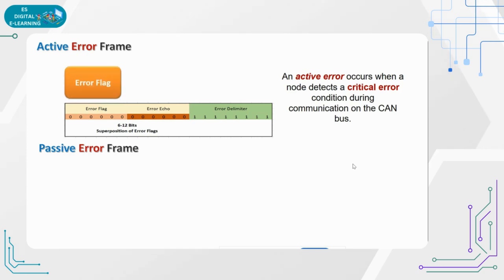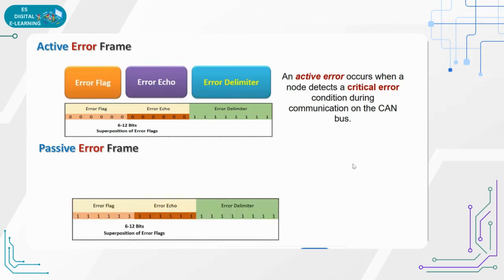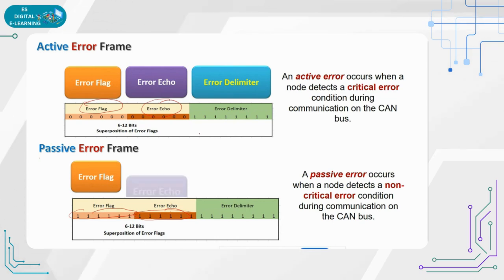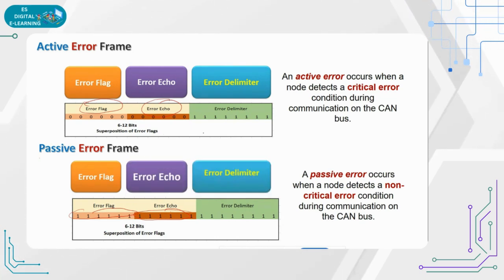Next will be the passive error. In an active error, we saw all zeros in the error flag and error echo. But in the case of a passive error, it differs. There will always be ones in the error flag and error echo. So this will be the passive error frame. Here the error flag, error echo and error delimiter will all be ones.